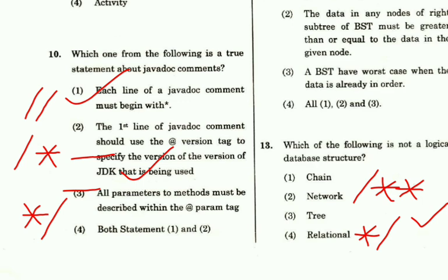Okay. So from the given statements, regarding the lines of a Javadoc comment, the first one is correct: each line of a Javadoc comment must begin with an asterisk. And the next one, the first line of a Javadoc comment should use the @version tag to specify the version of the JDK that is being used. So this one is also correct. @version is used to mention the JDK version. Every line inside a Javadoc comment typically starts with the asterisk for readability. So these two statements are correct. That's why option 4, that is both statements 1 and 2 are correct.